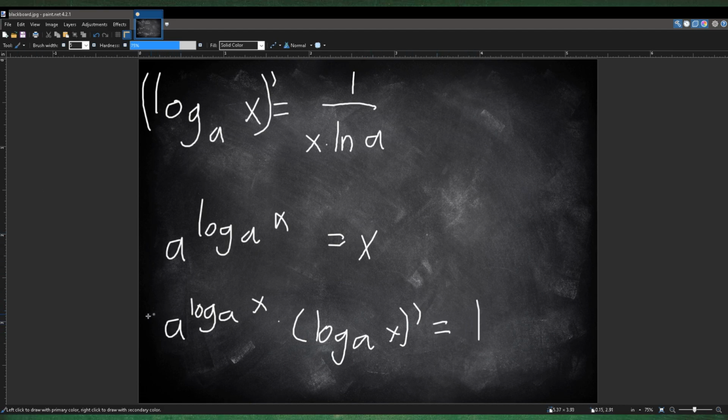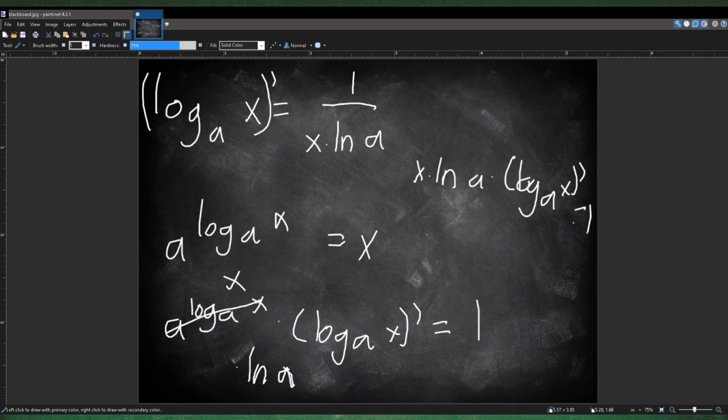Sorry, I forgot to multiply by ln of a. Because for exponents, the derivative of a to the log base a of x would be a to the log base a of x times its natural log. I forgot that for the exponential. So we have a to the power of log base a of x, times the derivative of log base a of x, times ln of a, is equal to 1. So this simplifies, and the a to the log base a of x becomes x. So this entire side would be x times ln of a times the derivative of log base a of x, equal to 1.